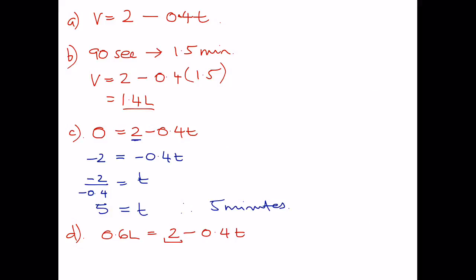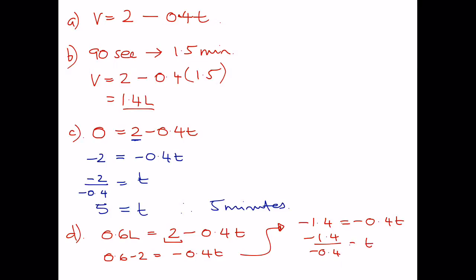So we'll subtract 2 from both sides, so 0.6 minus 2, and that'll leave us with negative 0.4t, and then we will divide both sides by negative 0.4. So 0.6 minus 2 leaves us with negative 1.4, which is equal to negative 0.4t. Dividing both sides by negative 0.4 will leave us with t, and negative 1.4 divided by negative 0.4 leaves us with a time of 3.5 minutes.